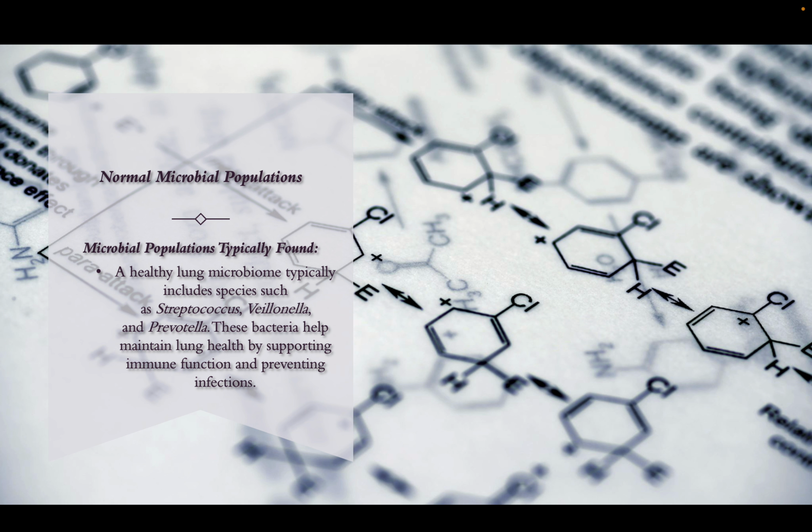Normal microbial population. A healthy lung microbiome typically includes species such as Streptococcus, Veillonella, and Prevotella. These bacteria help maintain lung health by supporting immune functions and preventing infections.